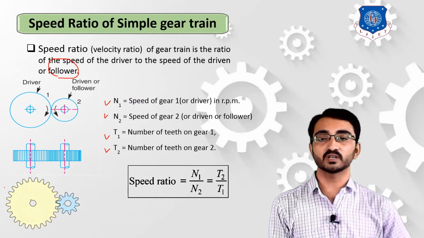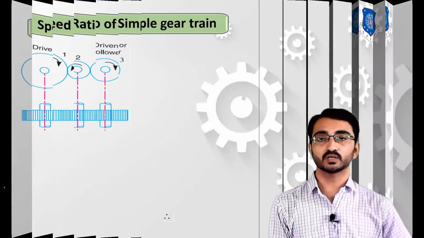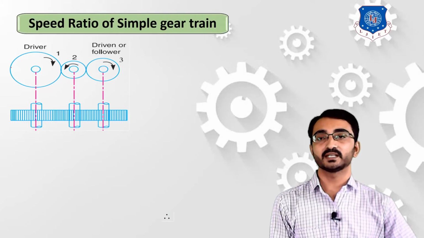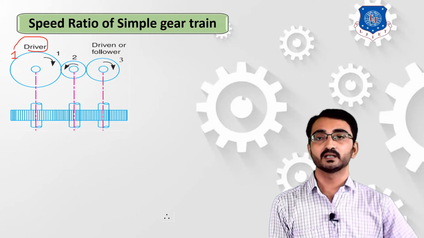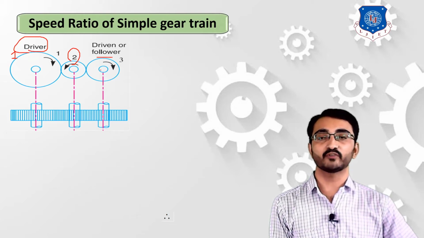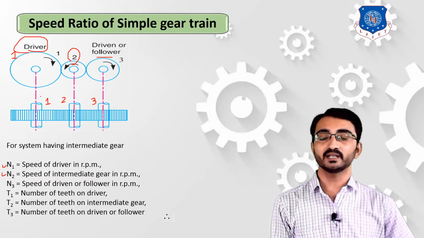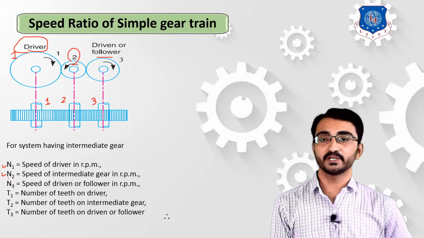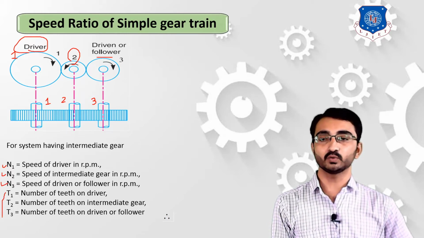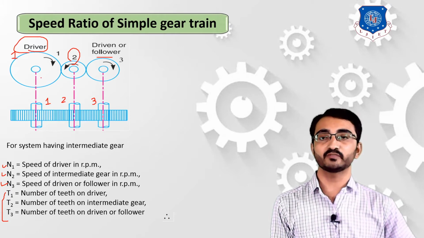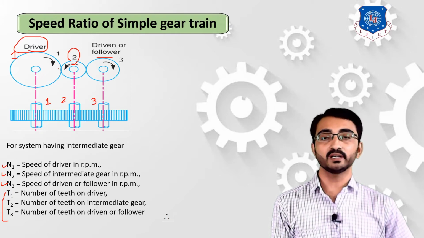Let's consider one more assembly, containing 3 gears. Here you can refer to gear 1, which is known as the driver gear. This driver gear is connected with gear 2, and gear 2 is connected with the driven, or follower gear. Let's consider N1 as the speed of the driver, gear number 1, N2 as the speed of gear 2, and N3 as the speed of gear 3. Similarly, T1, T2 and T3 are the respective numbers of teeth on gears 1, 2 and 3.